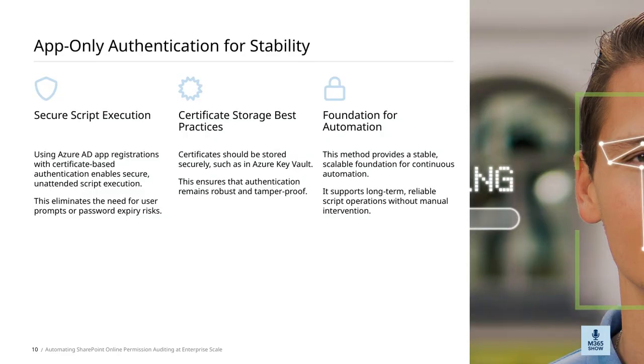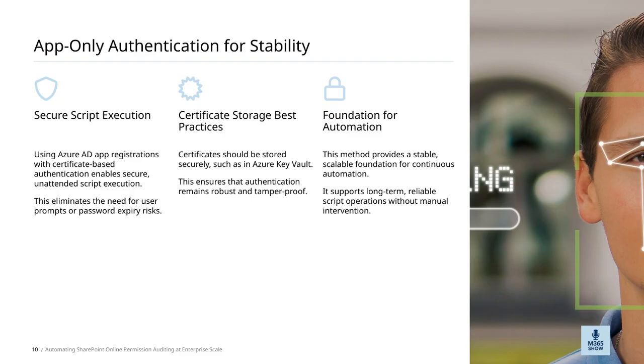This slide highlights how app-only authentication provides a stable and scalable foundation for continuous automation. It allows us to run scripts reliably over the long term without needing manual intervention, which is crucial when managing enterprise-scale SharePoint Online permissions. By establishing a solid foundation for automation, we ensure that our processes are both consistent and dependable.